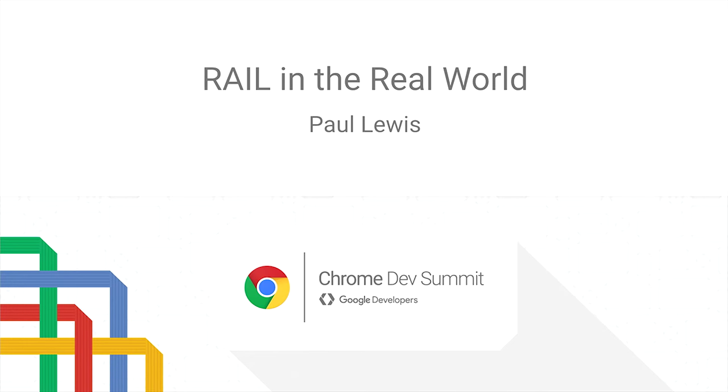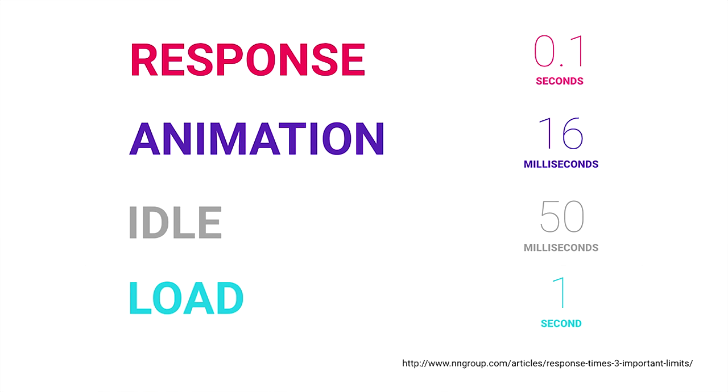And speaking of which, I should do this bit where I explain RAIL just very quickly. These are the goals of RAIL: responding in a tenth of a second, animating at 60 frames a second, being idle in 50 millisecond chunks, and loading in under a second.